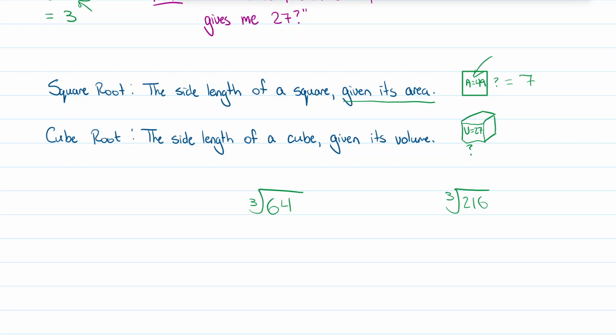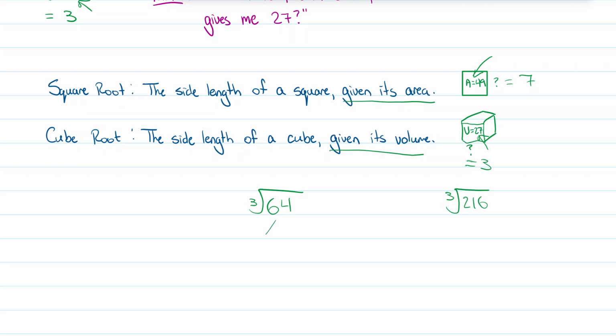When we're looking at a cube root, we're looking for the side length of a cube when we're given its volume. So if we're given that the volume is 27, well, we know that that missing side length is just 3, because 3 times 3 times 3 gives us 27. You can look at the cube roots of these two numbers as well and find their prime factorization and find their cube root by using prime factorization.